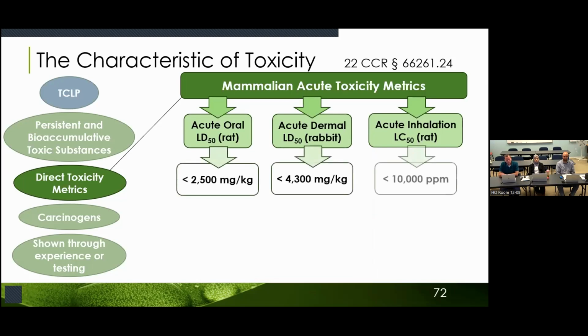Now I'll show you the thresholds for each of these measurements of toxicity. When they were first adopted, these were based on values that the National Institute of Occupational Safety and Health, or NIOSH, found to represent high health hazards.